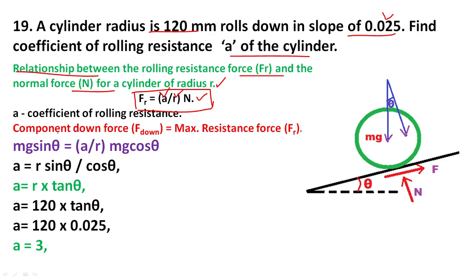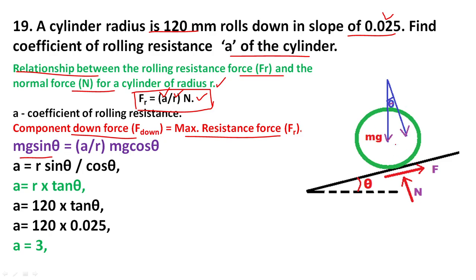The component down force is equal to the maximum resistance force, so that is Fr equal to A by R into N. The down force, the component down force, is mg sin theta.